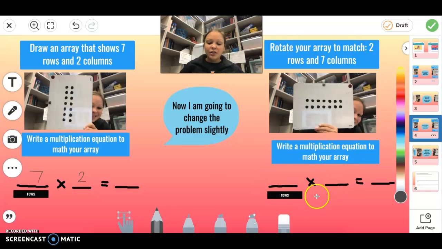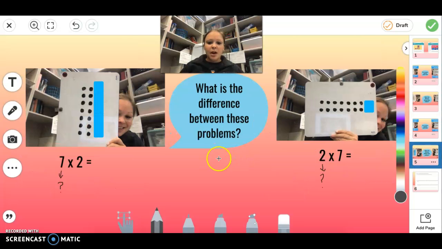Our first factor is going to be the number of rows. Well, how many rows do we have? Yes, we have 2 rows and we have 7 columns. So here I have 7 times 2 and here I have 2 times 7. Let's look at how these problems are different.